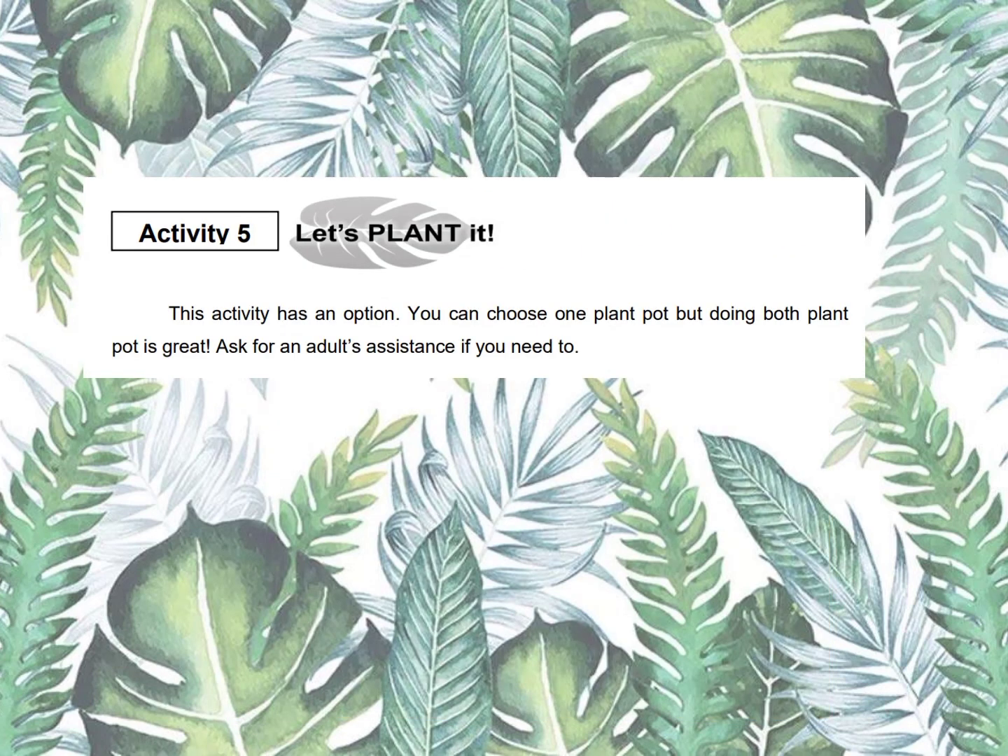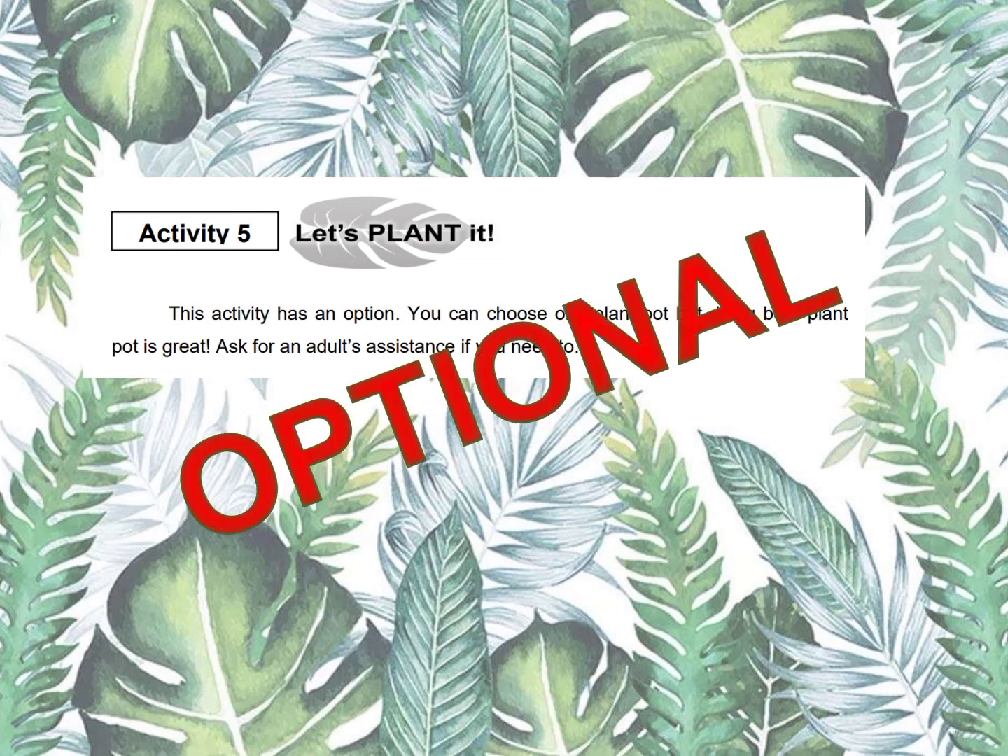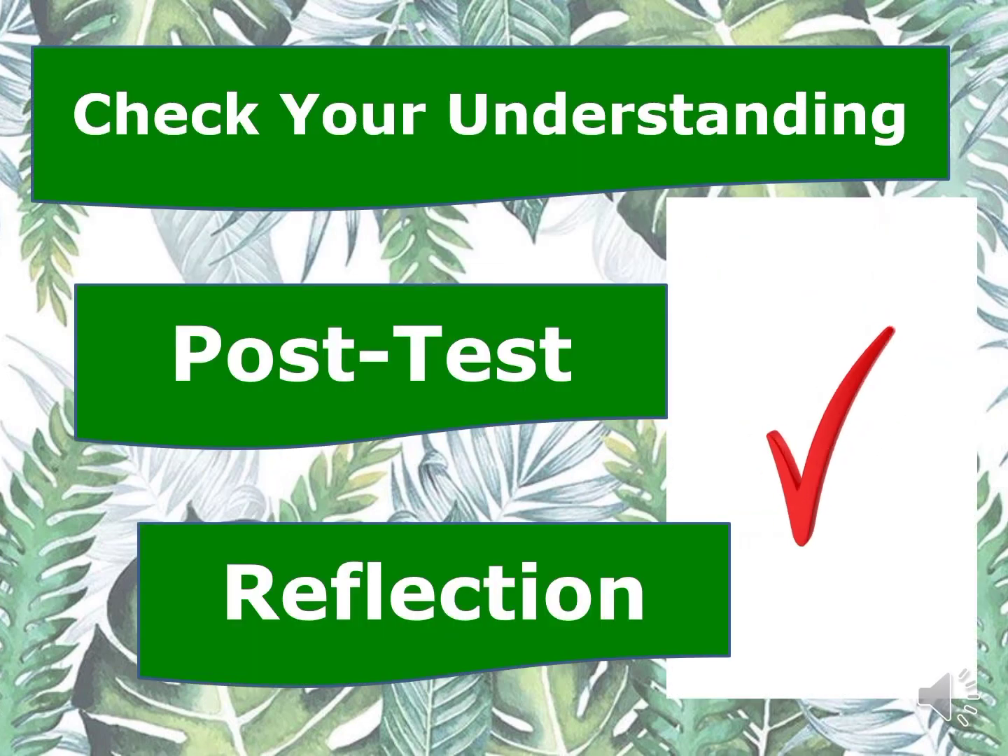Activity 5, let's plant it. This is an optional activity. If you're going to do this activity, please ask for an adult's supervision or assistance. It's an optional. You may also skip this one. Alright, you have to do your check your understanding, post-test, and reflection if you still have time and energy to do that. It's better if you finish all the activities in your module.